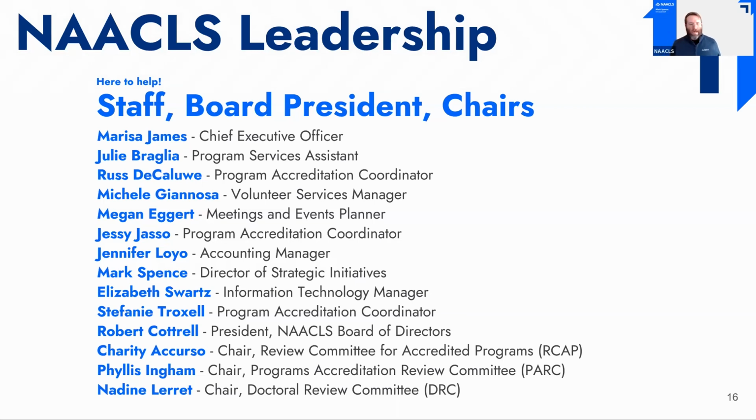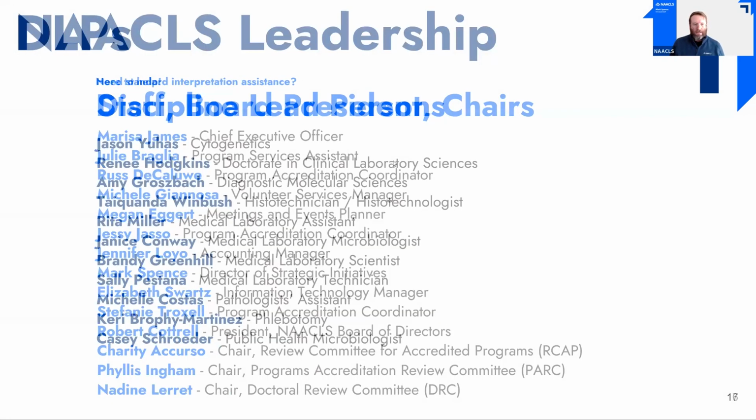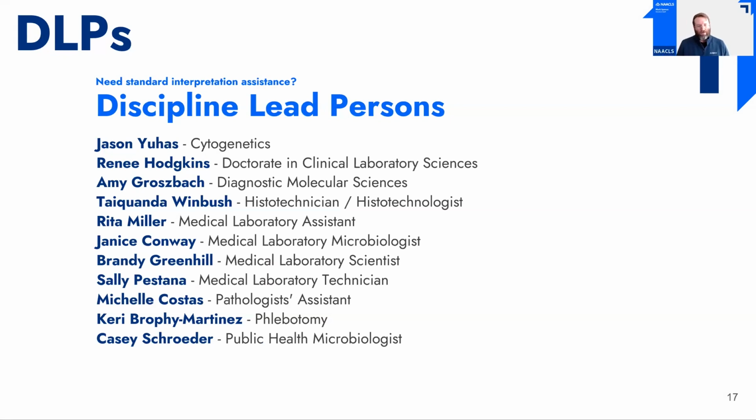So as far as resources you have as a program director, if you have questions for NAACLS, you obviously have access to staff as well as review committee chairs and our board president. You see all of those individuals right here. Specifically to assist program directors with standard interpretation is a very specific kind of review committee member that we call discipline lead persons. So discipline lead persons are specific content experts in their field that serve on the review committees. You can find their contact information on our website.